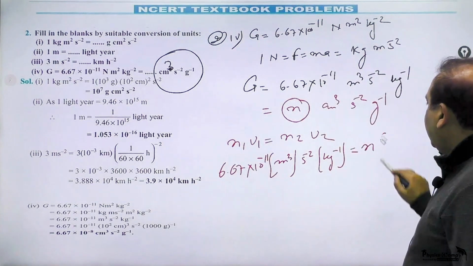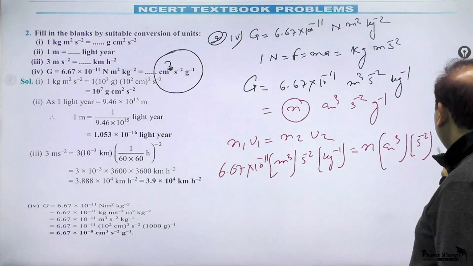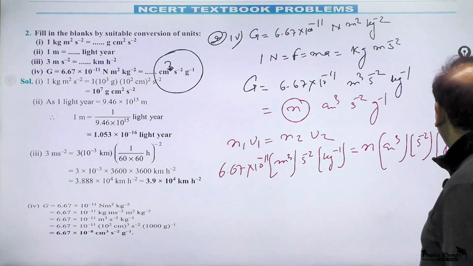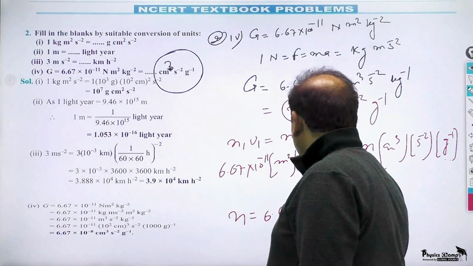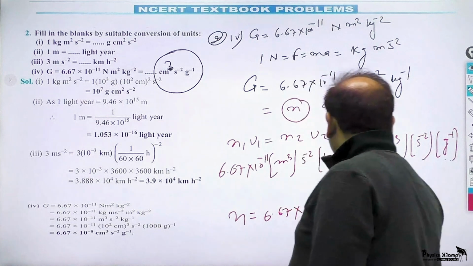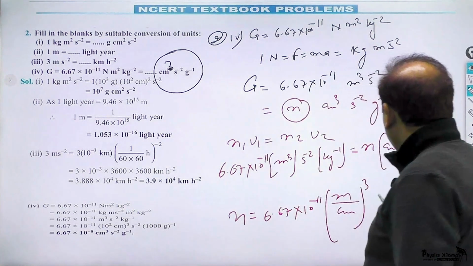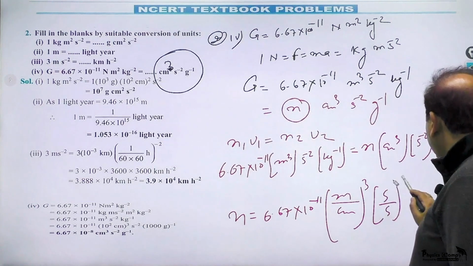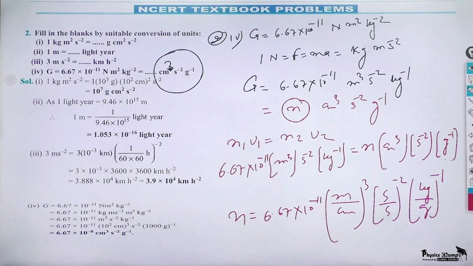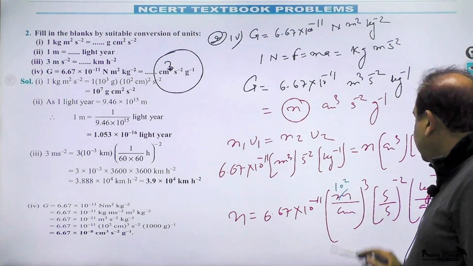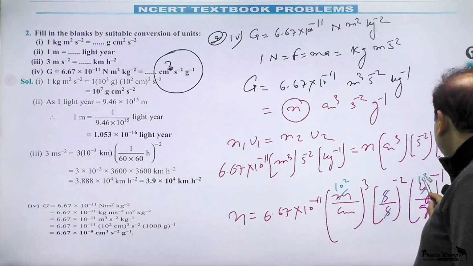And what is its numerical value in cm³ s⁻² g⁻¹? Now to just compare: 6.67 × 10⁻¹¹ m³ per second squared per kilogram. Meter divided by centimeter cube, second divided by second minus 2, kilogram divided by gram minus 1. And this is 10² centimeter. This is 1 and this is 10³ gram.